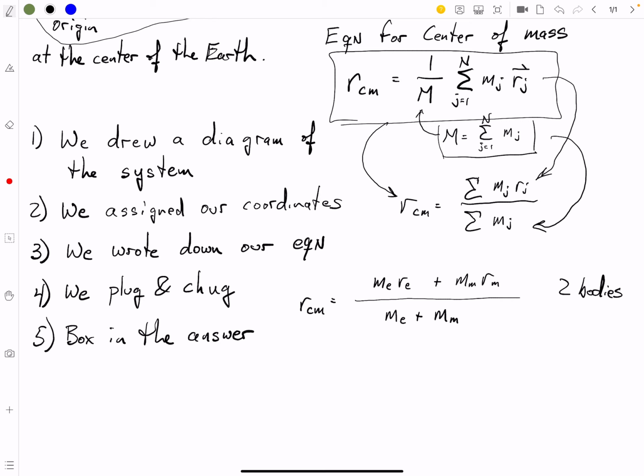Now, if we look at our RCM for our system, essentially what we're doing is we're taking the mass of the Earth times the radius to the Earth from our origin. This isn't the radius of the Earth, okay? It's from our origin, so to the Earth. Then we have the mass of the Moon times the radius to the Moon on our origin. And then the total mass of the system, which would be the mass of the Earth plus the mass of the Moon. So let's write out those things.